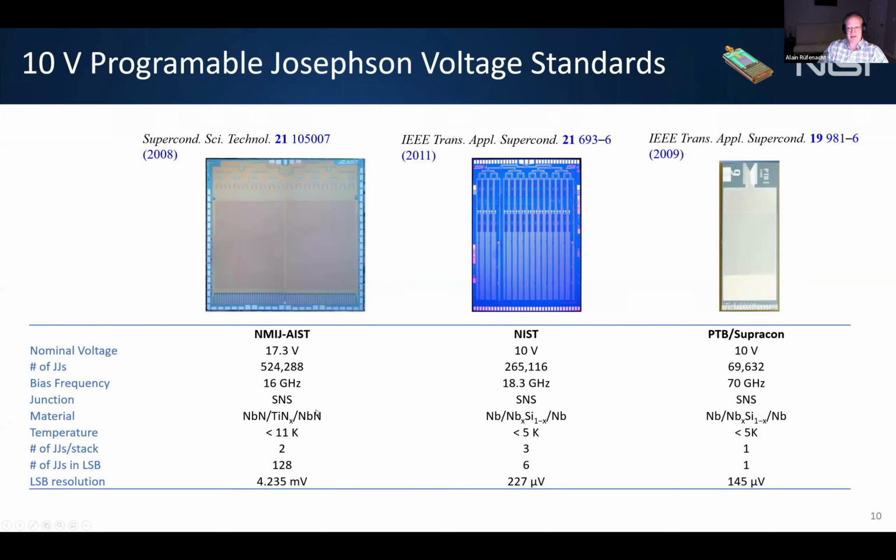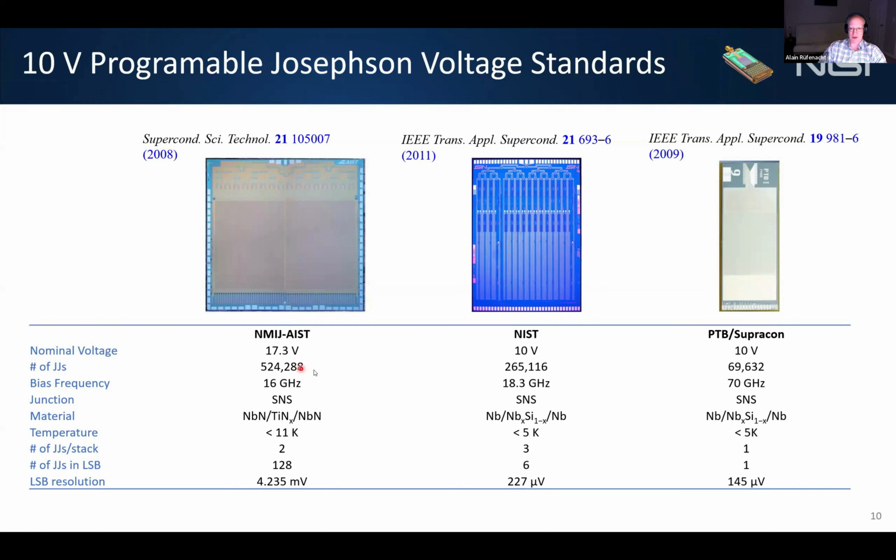All of them use SNS junctions, so non-hysteretic junctions. And the material used is also different between NMIJ and NIST and PTB. NMIJ uses niobium nitride and titanium nitride barriers, which has the great advantage of operating at higher temperature. The device only needs to be cooled below 11 Kelvin to operate, while the NIST and PTB technology use niobium silicide junctions, and you need to operate below 5 Kelvin typically.